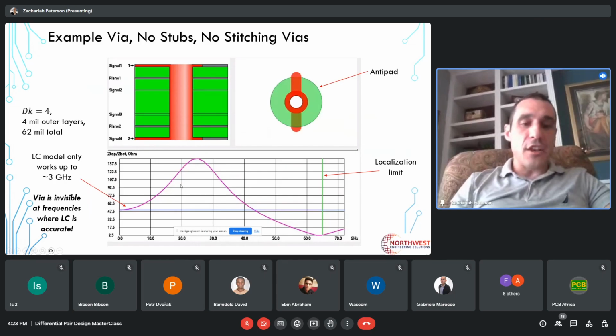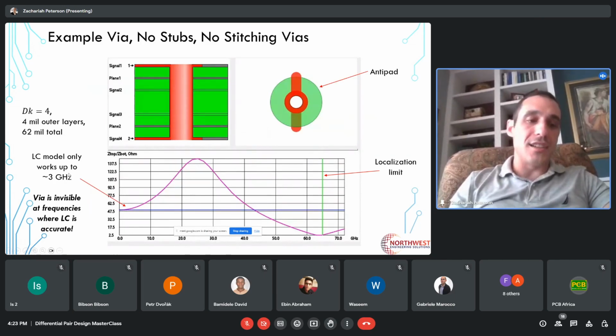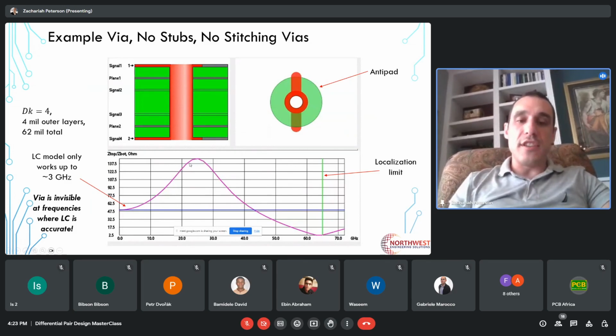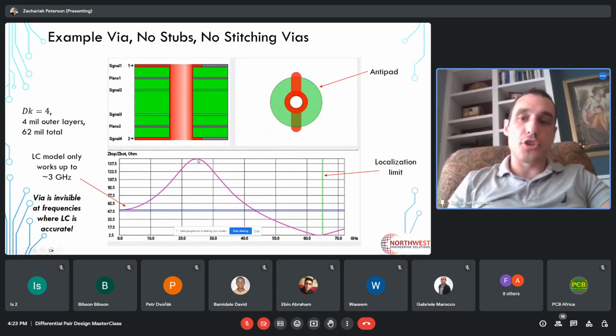And then eventually, as the signal bandwidth starts to increase beyond approximately 3 gigahertz, now you start to see a big deviation in the via impedance. And so the via impedance actually starts to get very large due to the inductance of this via.